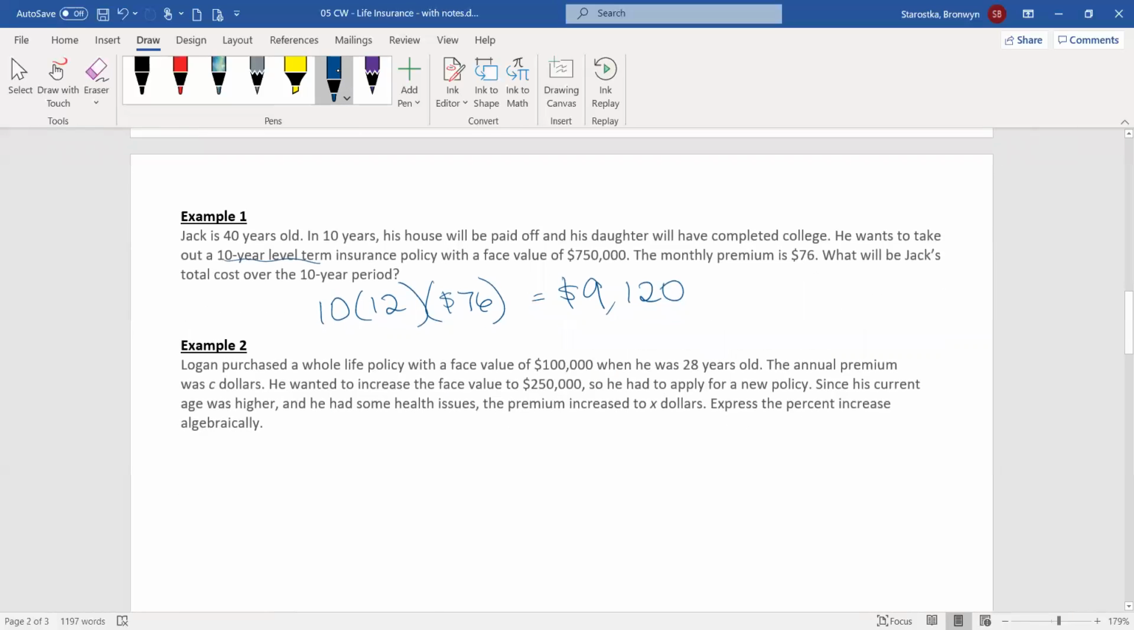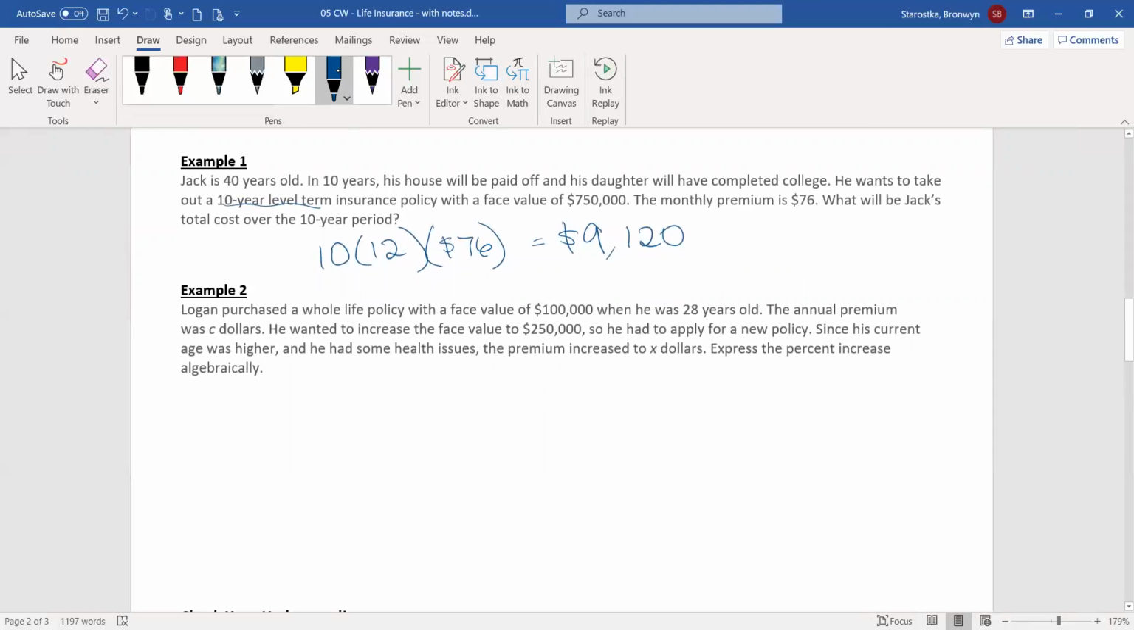Logan purchased a whole life policy with a face value of $100,000 when he was 28 years old. The annual premium was C dollars. That's what he paid. He wanted to increase the face value to $250,000, so he had to apply for a new policy. Since his current age was higher and he had some health issues, the premium increased to X dollars. So express the percent increase algebraically.